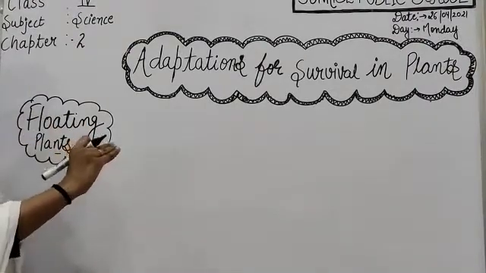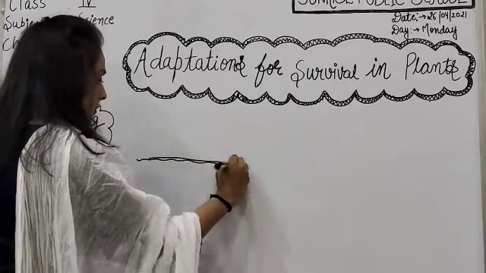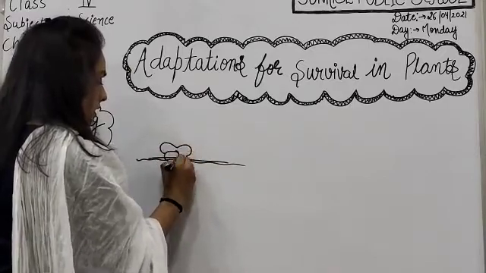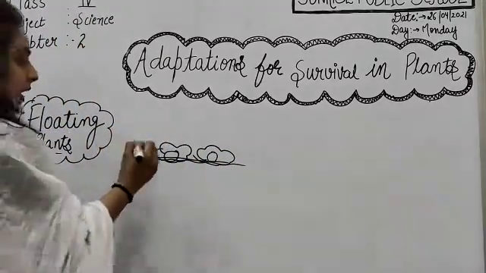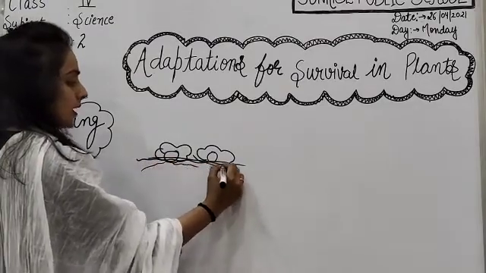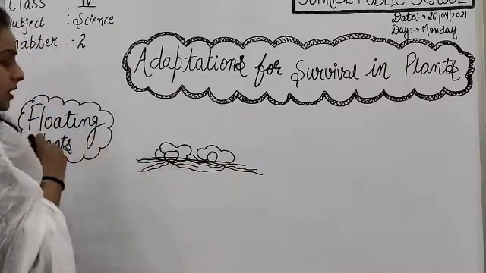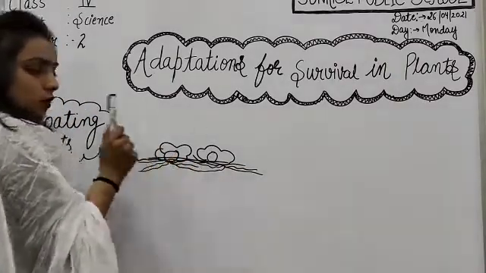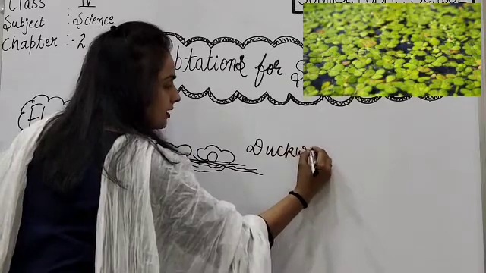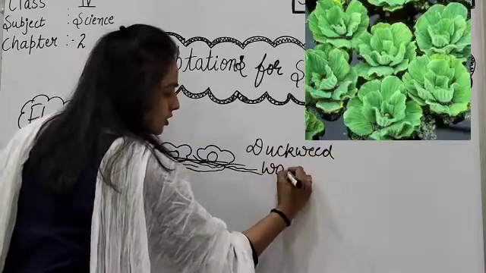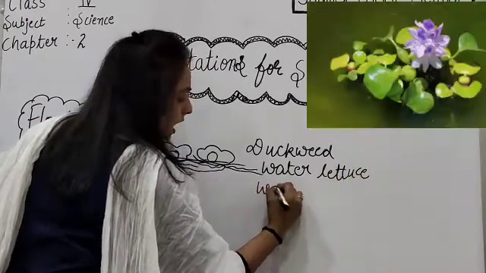Floating plants float on the surface of the water, and they have a fibrous root system. Their roots are like this. These plants float on the water. For example, duckweed, water lettuce, and water hyacinth.